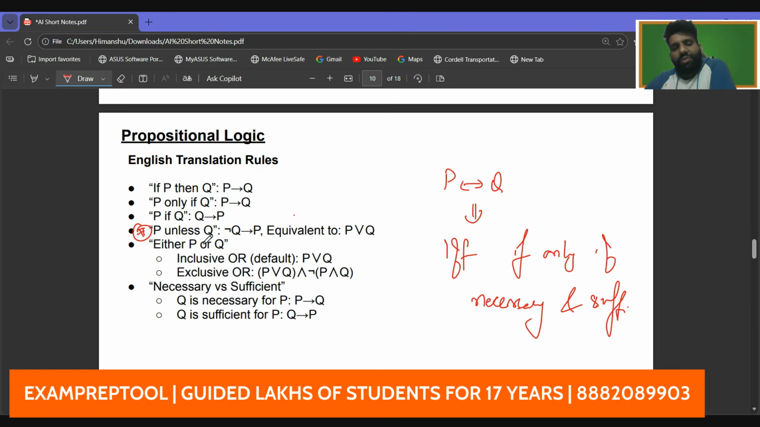Either P or Q. So there generally come up two kinds of variation. One is inclusive OR. That means it also holds when both are true. So that is P or Q. But sometimes we want exclusive OR. That means we do not want them to be the same. So in that case, only one of them has to be true. So for that, we have this expression. Rest, P unless Q. This also we have solved already in our RIC also. P unless Q means negation of Q implies P or Q.